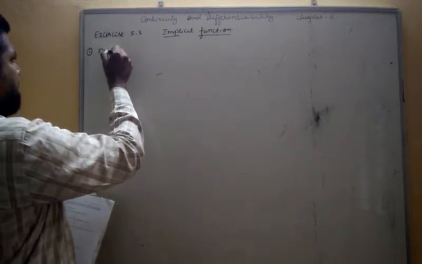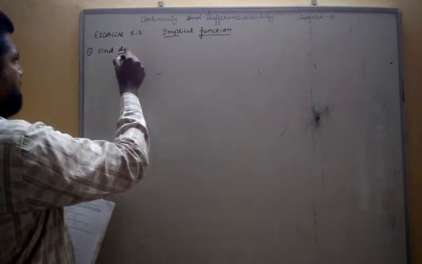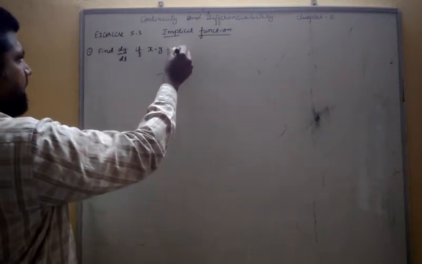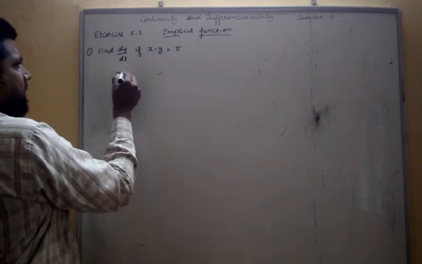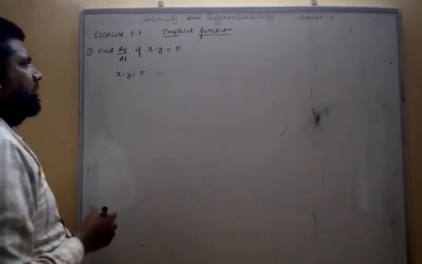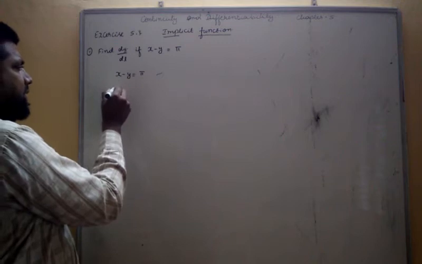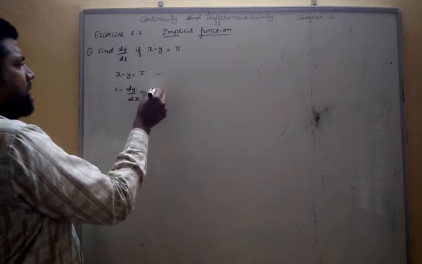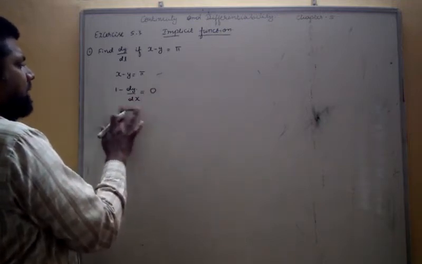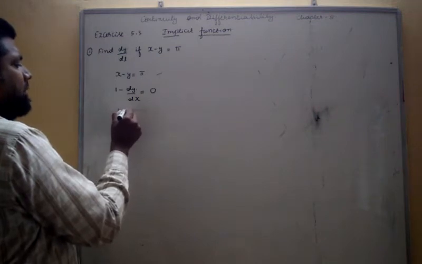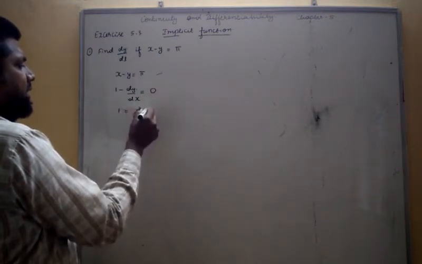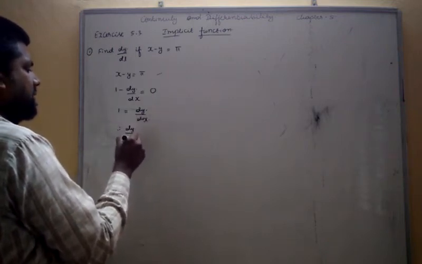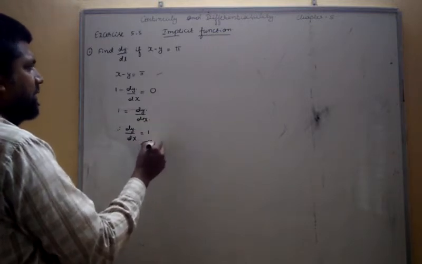Find dy by dx if x minus y is equal to pi. So he has given the function x minus y is equal to pi. If you differentiate x with respect to x, the differentiation is 1. Y differentiation is dy by dx. Pi is a constant, so 0. Then 1 is equal to, if you shift dy by dx to the right, plus dy by dx. Therefore dy by dx is equal to 1.